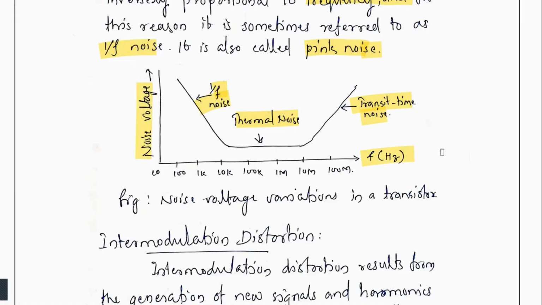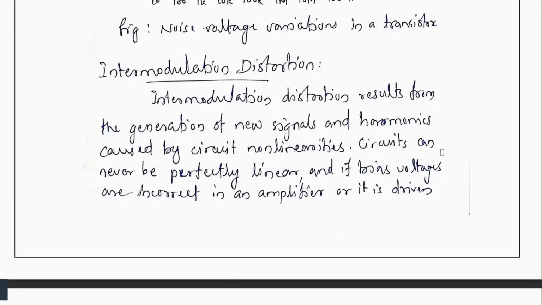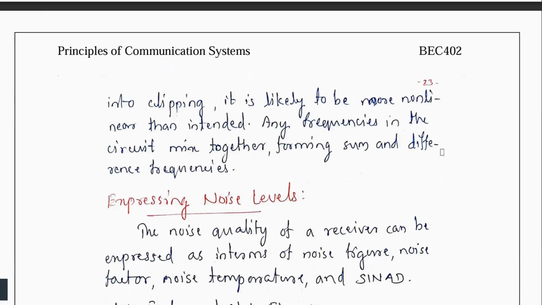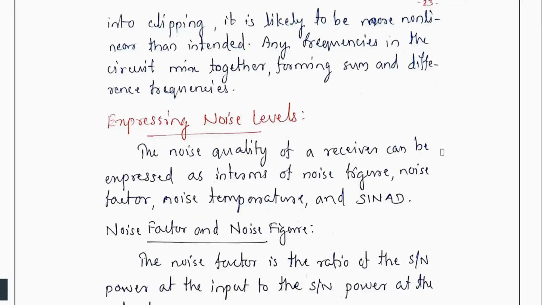Next is intermodulation distortion. Here, it results from the formation of new signals and harmonics caused by the circuit non-linearities. A circuit can be perfectly linear, but if bias voltages are incorrect in an amplifier or it is driven into clipping, it is likely to be more non-linear than intended. Any frequencies in the circuit mix together, forming the sum and the difference frequencies.